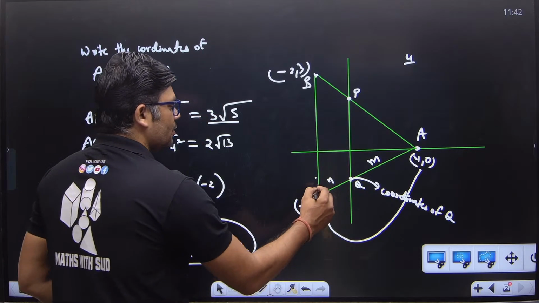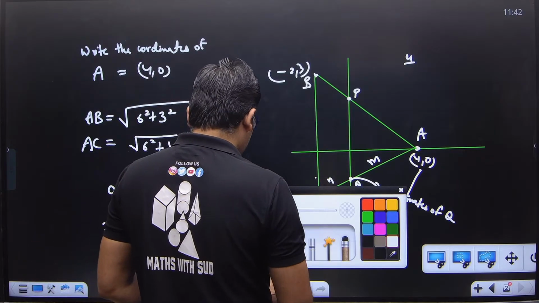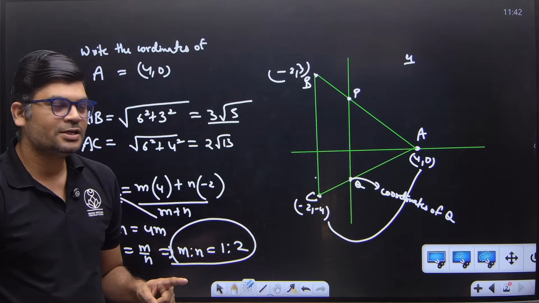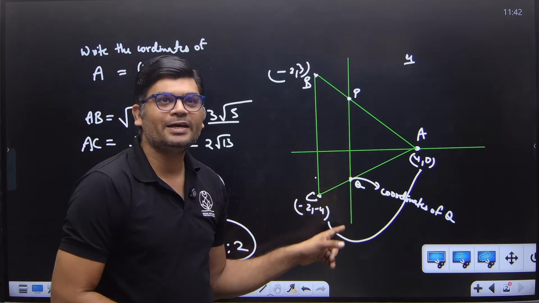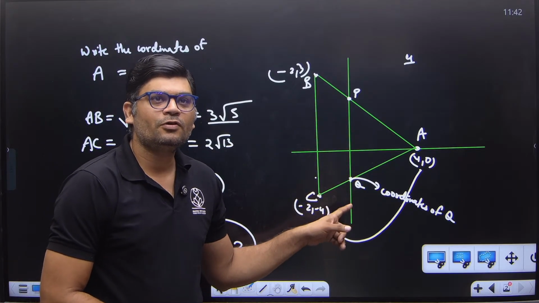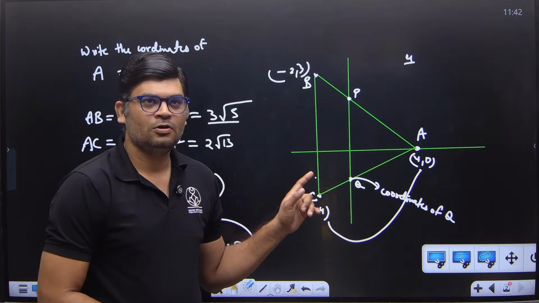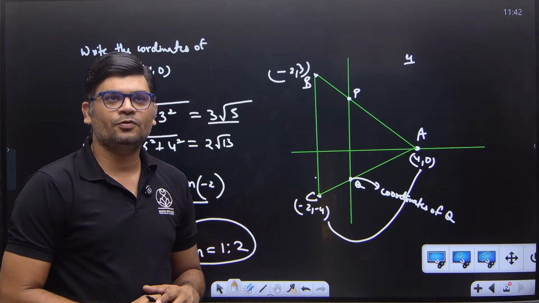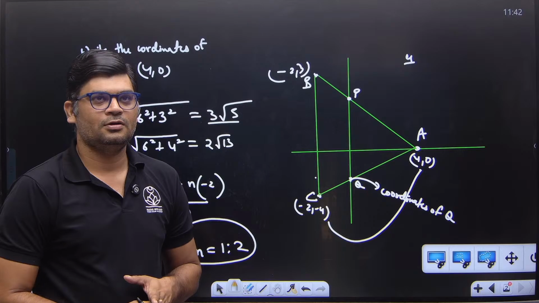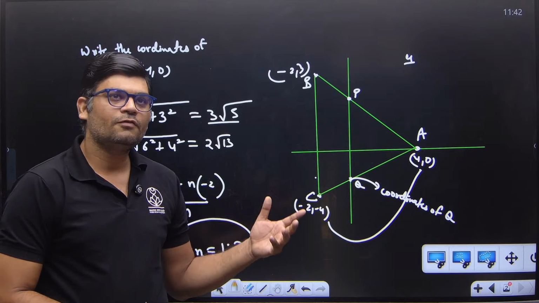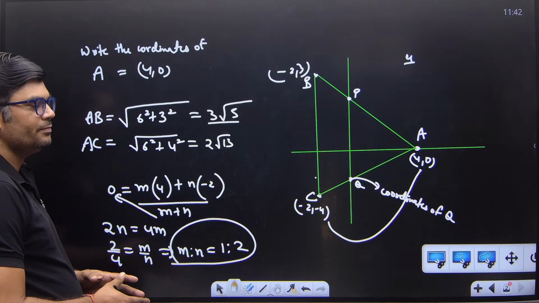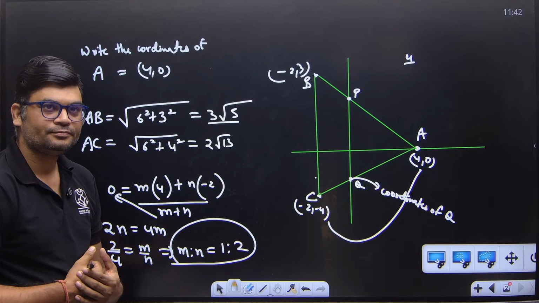Yes. So I am using the section formula. Yeah, using the section formula, but while applying it, the important thing you have to understand is that Q lies on the y-axis, and therefore its x coordinate is 0. Or else people will start finding the value of Q. That is not required. It will take a lot of time. Are you getting this? Yes, got it.